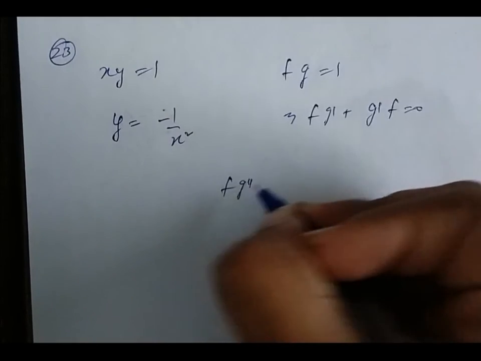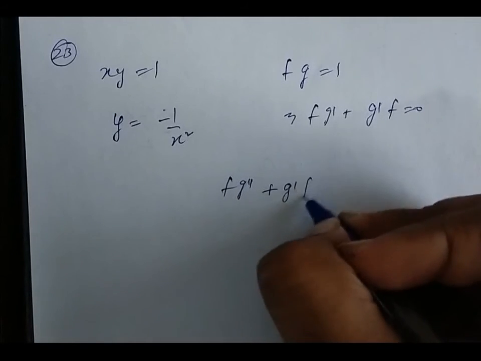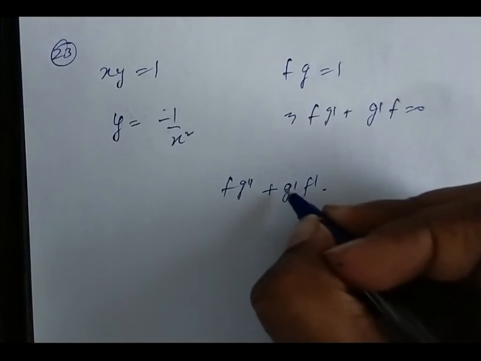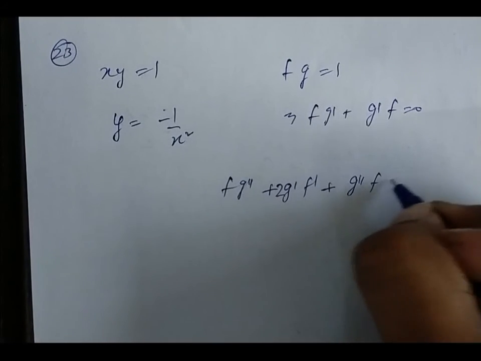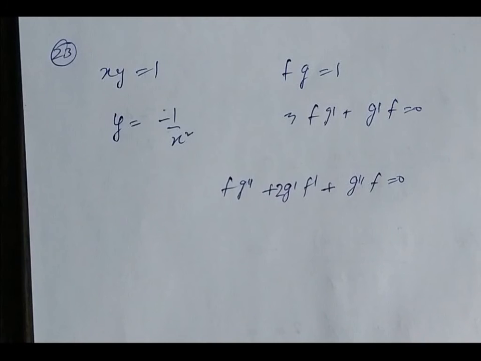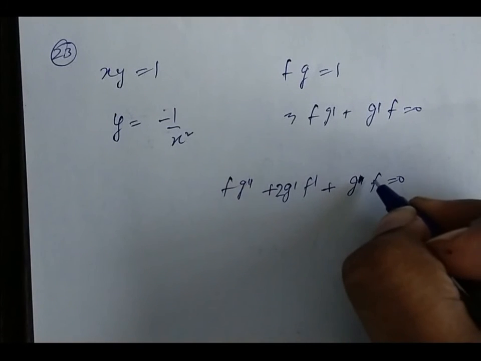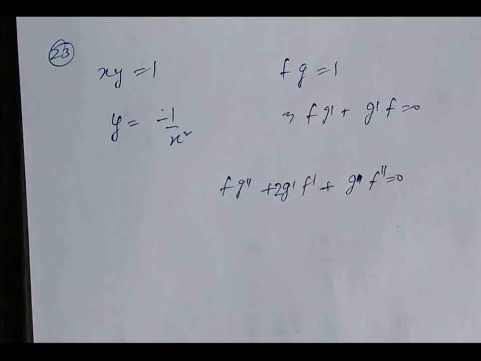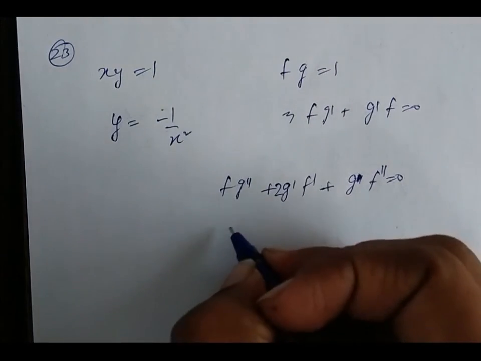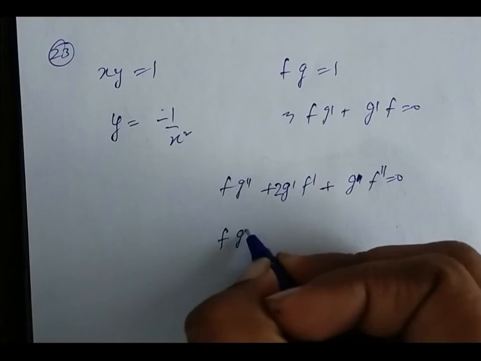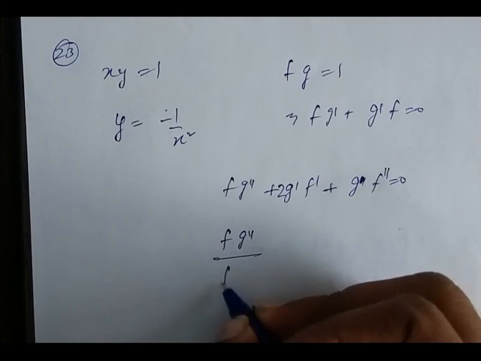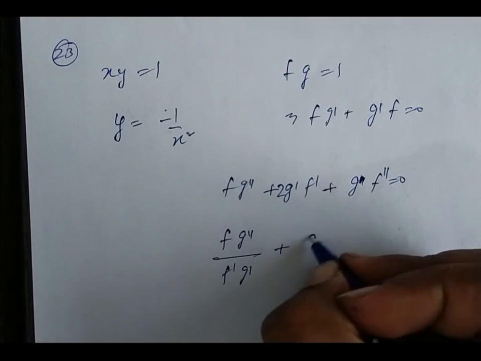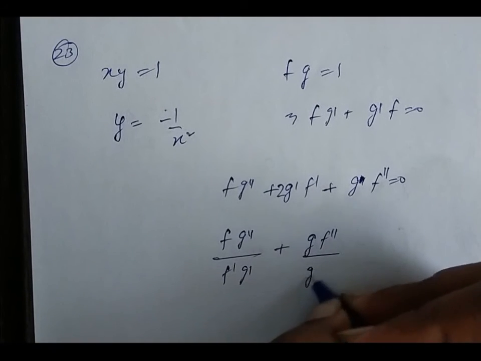fg double dash plus g dash f dash twice plus g double dash f is equal to 0. Sorry, f g f double dash. Okay. Now you can see f g double dash upon f dash g dash plus g f double dash upon g dash f dash is equal to -2.